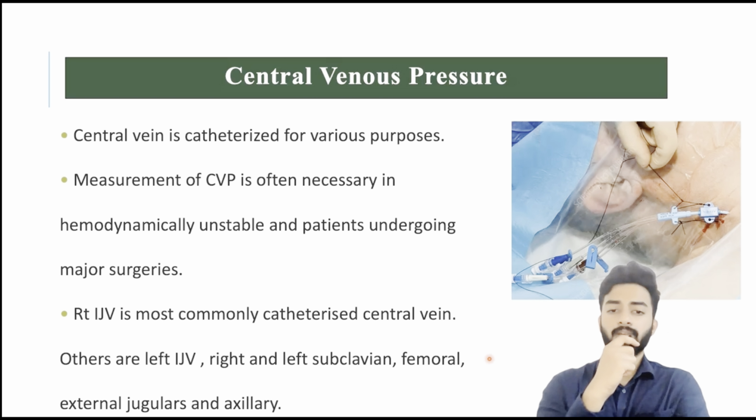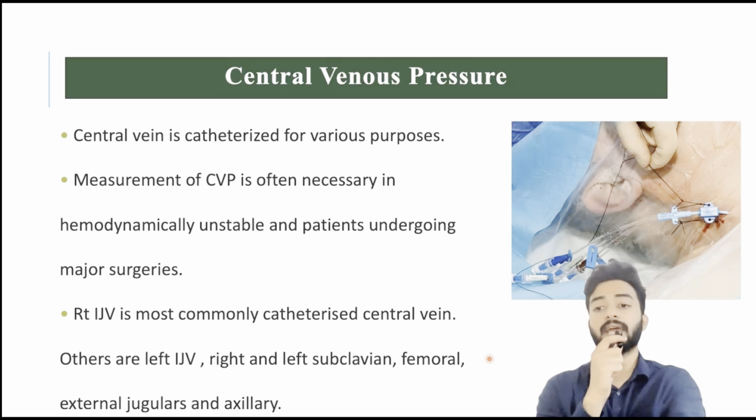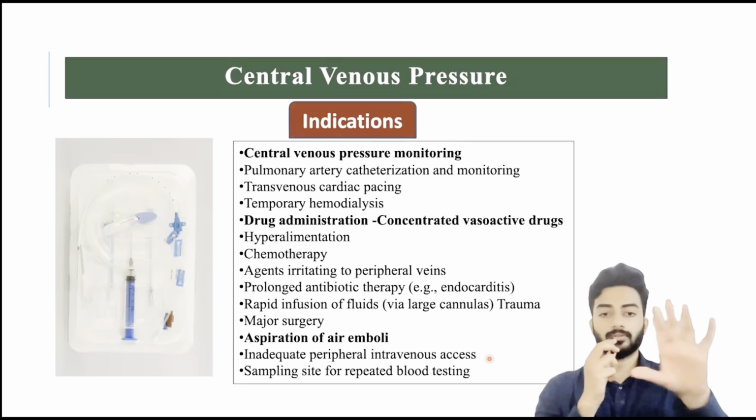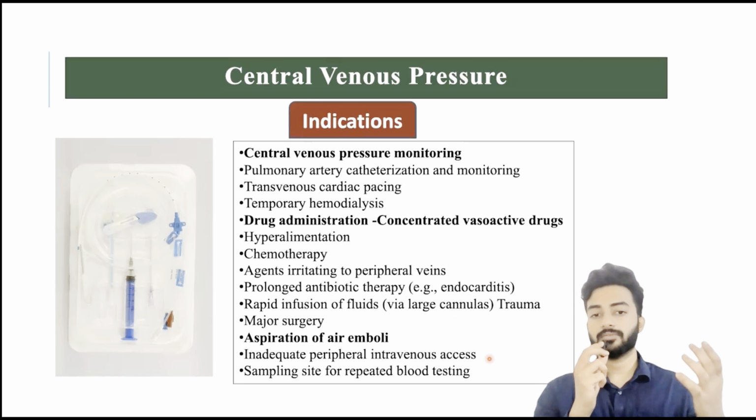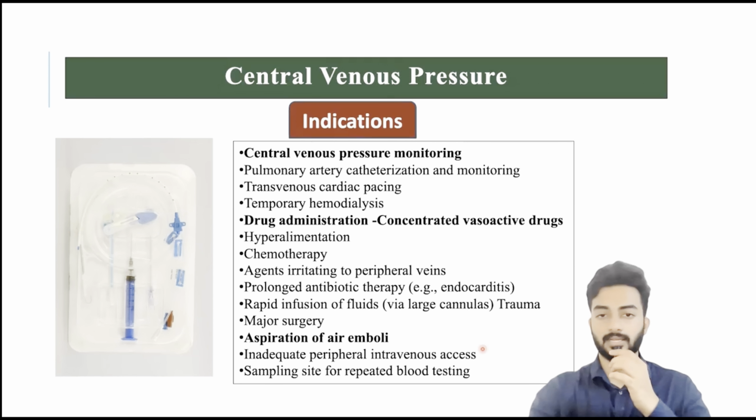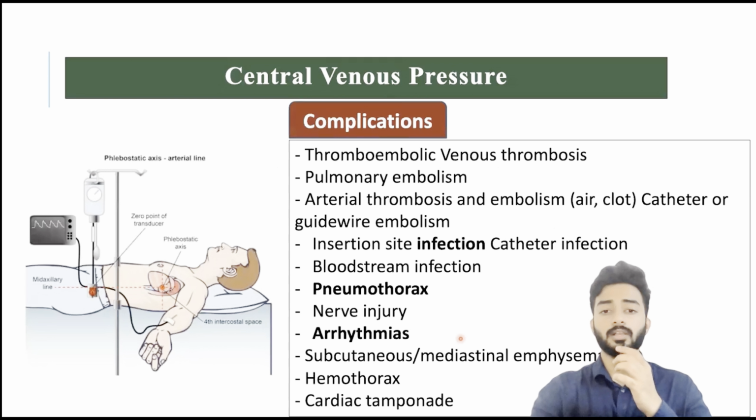Right IJV is the most commonly catheterized central vein. Others are left IJV, right and left subclavian, femoral, external jugulars, and axillary. I have given the most common indications for which we put the central line: central venous pressure monitoring, drug administration like vasoactive drugs, and also aspiration of air embolism in neuroanesthesia cases. Other indications I have mentioned here. So what are the complications which can arise during CVP line placement? Pneumothorax can occur, arrhythmia can occur when you are putting the guide wire, and infection can occur. It is a long-standing complication.